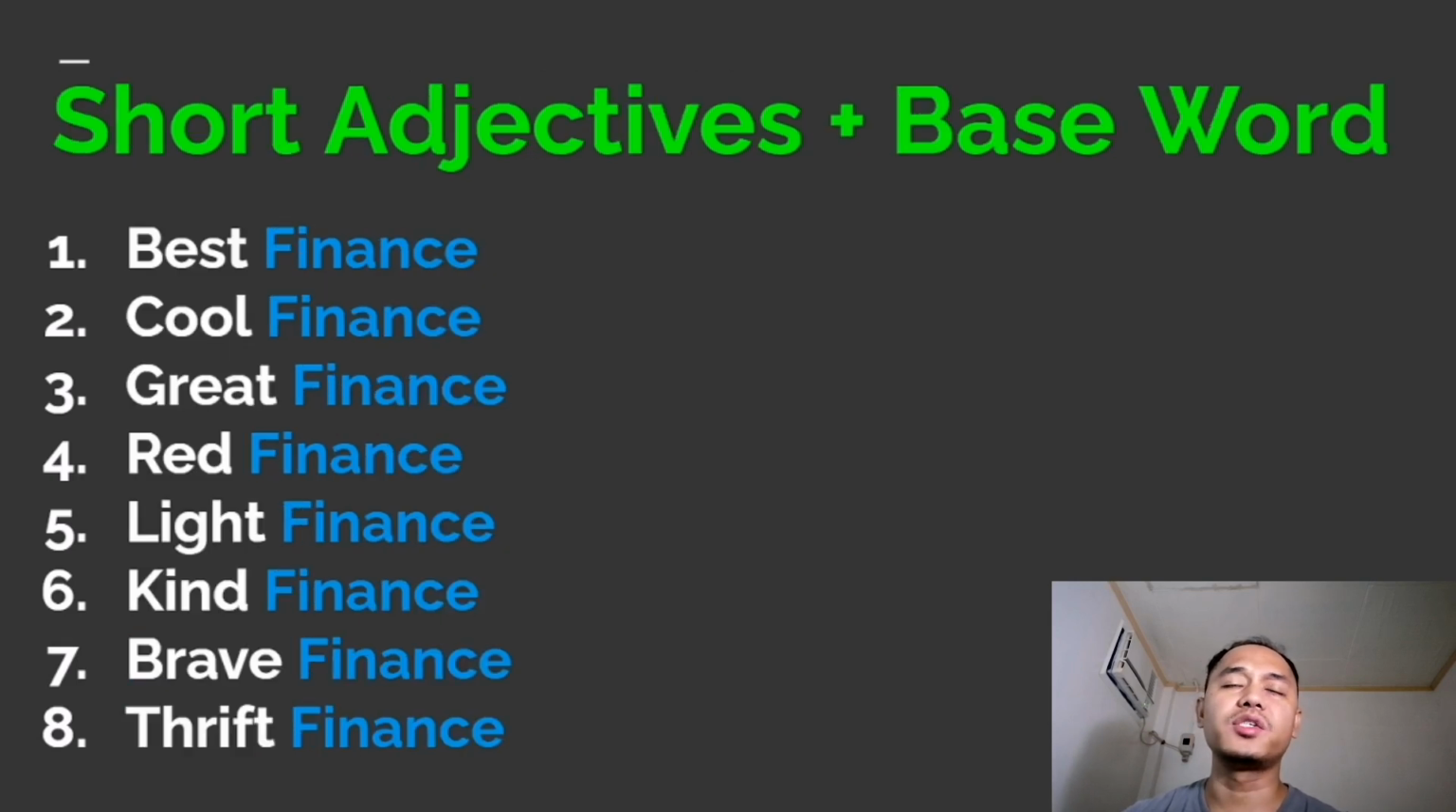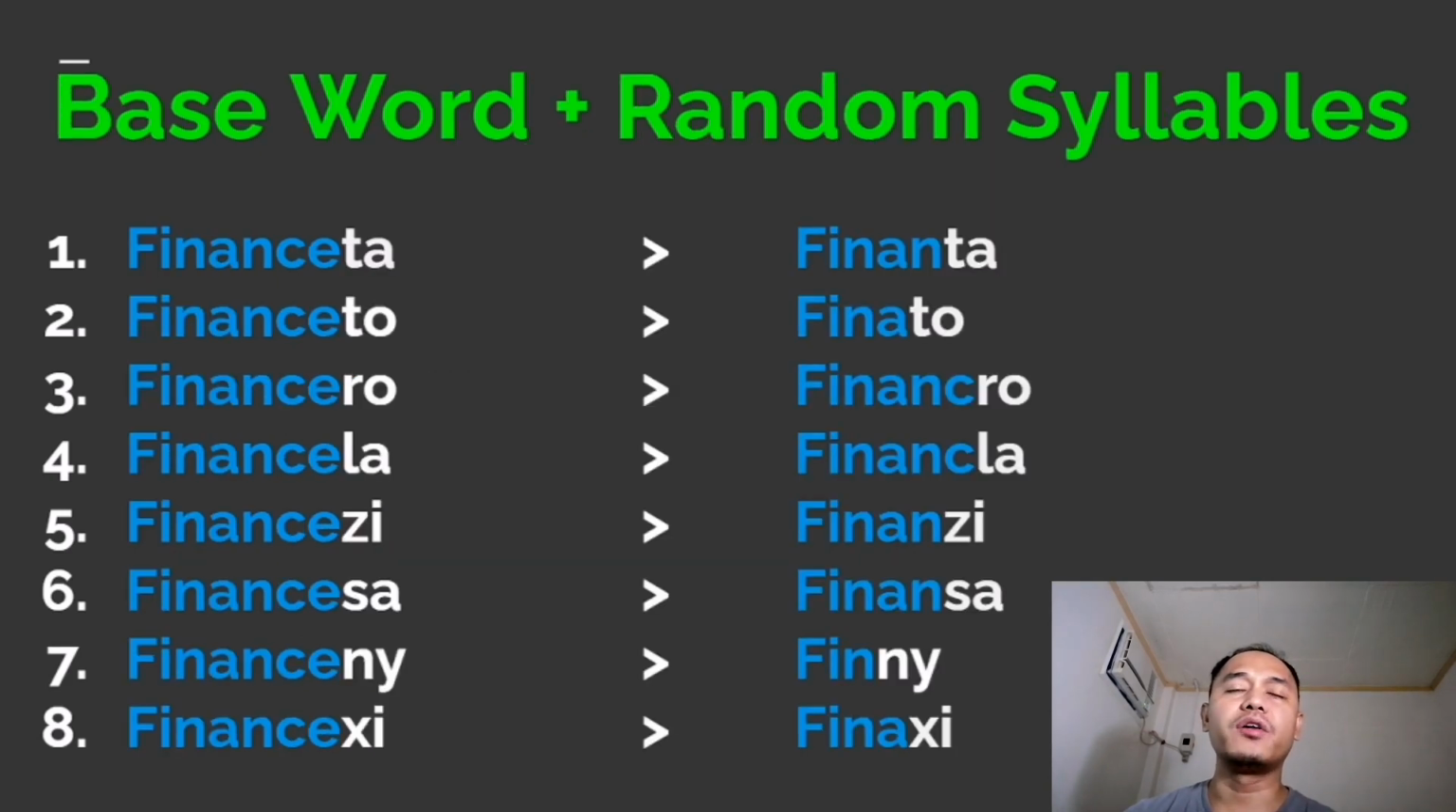So another way is to have short adjectives plus the base word. For example, best finance. So this is just straightforward. You can actually also blend these words into a new name. And then we can also have base word plus random syllables. So for example, finansta, finansto, you can turn them into finanta and finato.